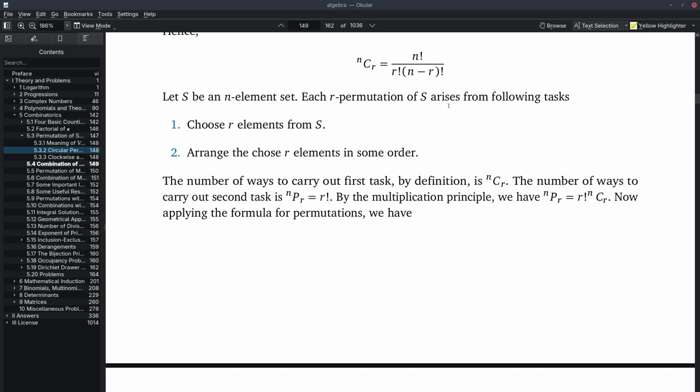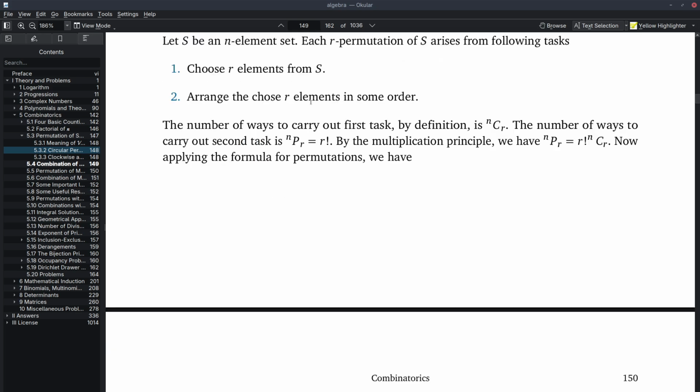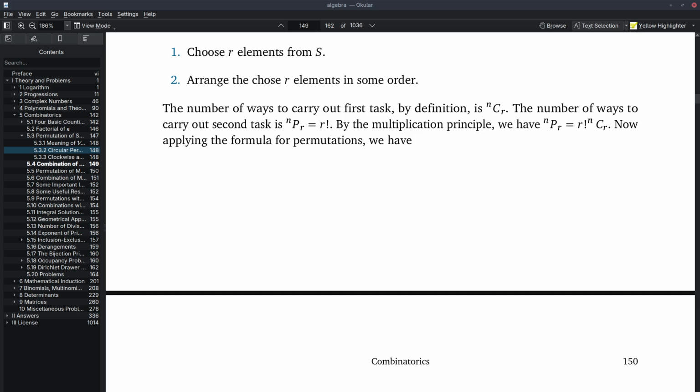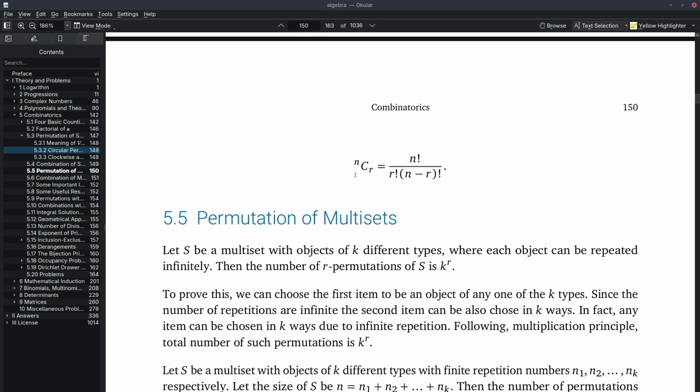Let S be an n element set. Each r-permutation of S arises from the following tasks. Choose r elements from S. Arrange the chosen r elements in some order. The number of ways to carry out the first task by definition is nCr. The number of ways to carry out the second task is r factorial. By the multiplication principle, we have nPr is equal to r factorial into nCr. Now applying the formula of permutations, we have nCr is equal to n factorial by r factorial (n minus r) factorial. So that's how we deduce this value.